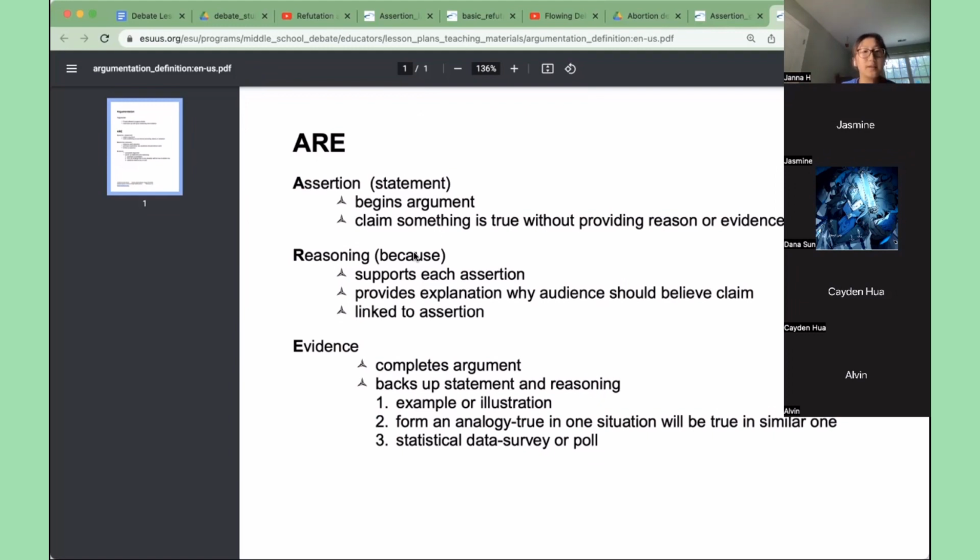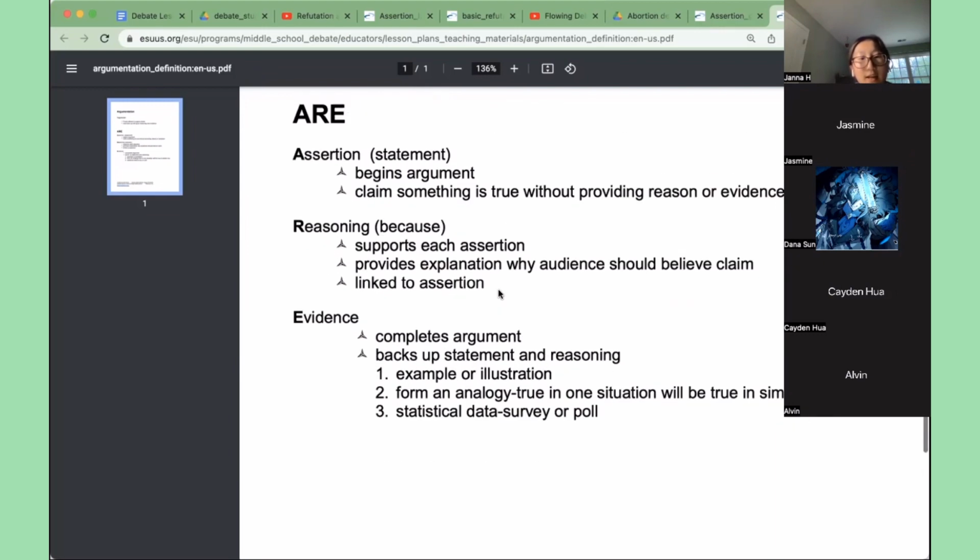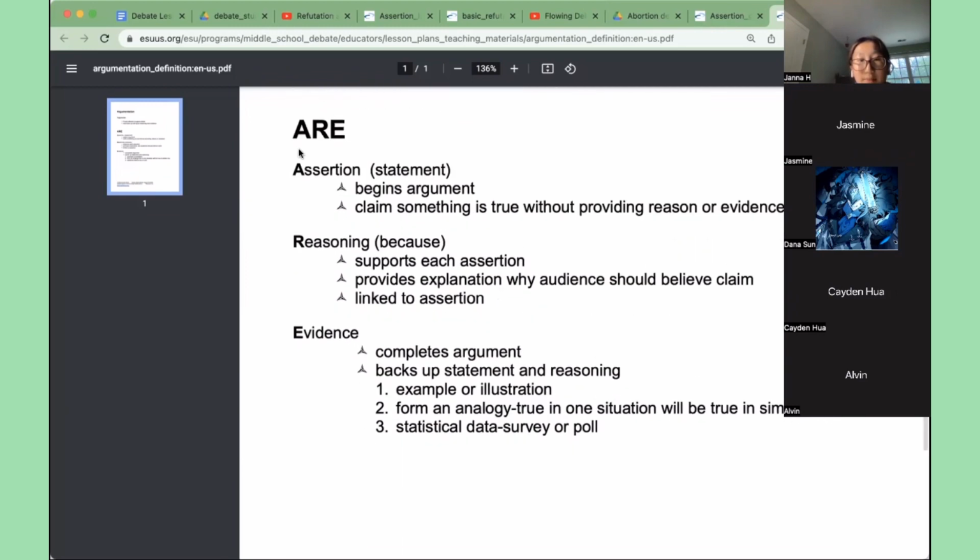An example of an ARE would be: cats are better than dogs. Then your reasoning: because cats need less work, they take less work. And then evidence could be a poll of 1,000 people that showed that cat owners found that their cats were less needy than their dogs, or something like that. So that's just a simple format for each argument.